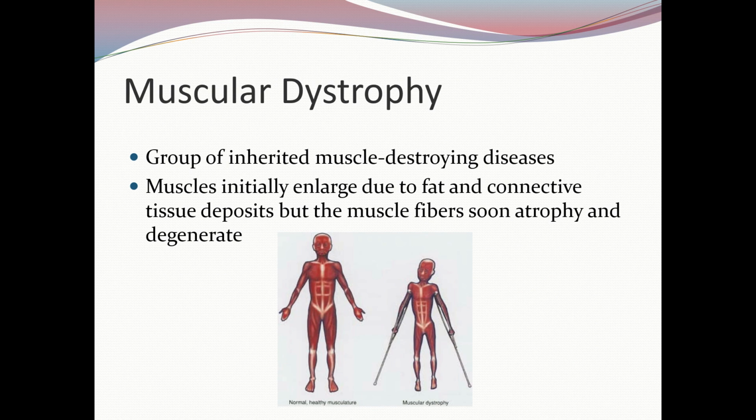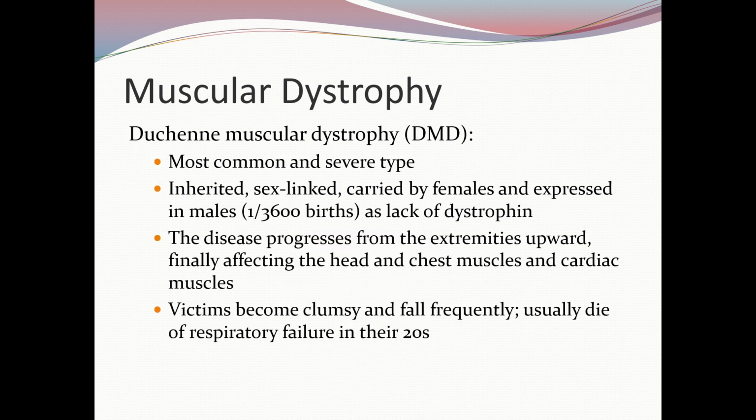All right, so there is a condition called muscular dystrophy, and it is a group of inherited muscle-destroying diseases. Muscles will initially enlarge due to fat and connective tissue deposits, but the muscle fibers will soon atrophy and degenerate. Duchenne muscular dystrophy is the most common and severe type. It is inherited and sex-linked, meaning that it is carried by females and expressed in males. 1 in every 3,600 births might have this, and the expression is a lack of dystrophin.